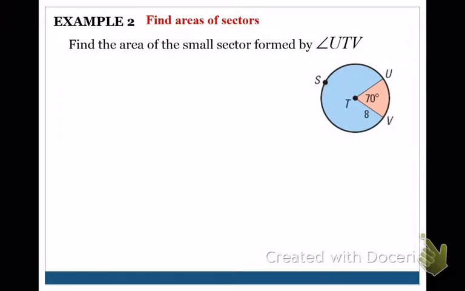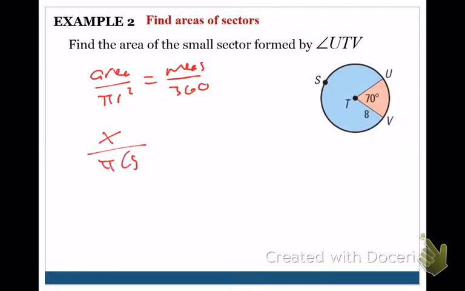Okay, so find the area of the small sector formed by angle UTV. In other words, how much paint will it take to paint all this? Well, area of sector compared to area of the circle is going to be equal to the measure of the arc compared to the whole measure of the circle, 360. We're trying to find the area of that sector. We know that r is 8, so this is going to be pi times 8 squared, and that's equal to the measure, which is 70, over the entire circle, which is 360.